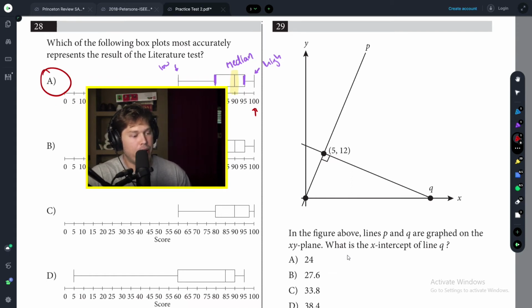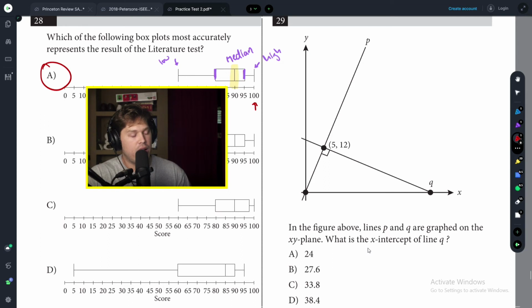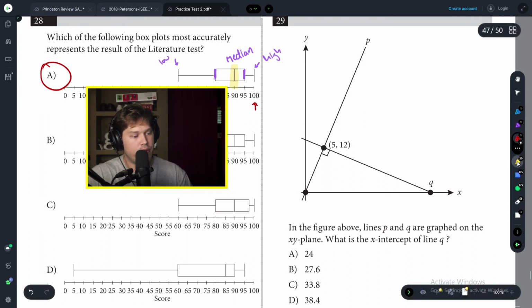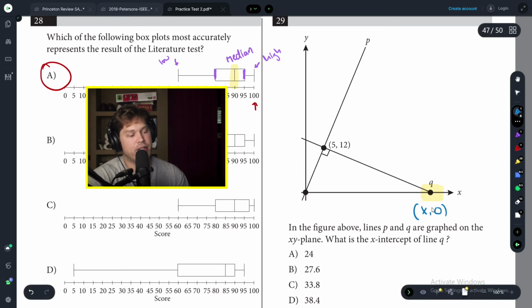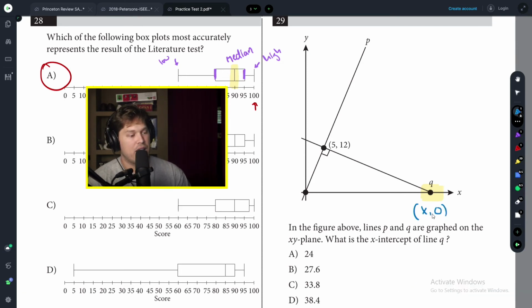Number 29. In the figure above, lines P and Q are graphed on the xy plane. What is the x-intercept of line Q? Okay, we're looking for the x-intercept of line Q. So we want this value here, right? This value is your x comma 0 for your x-intercept. So how do we solve this problem?